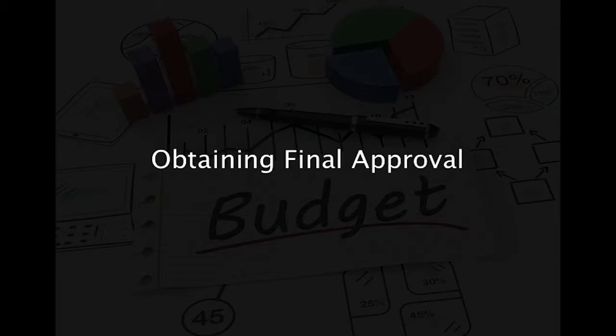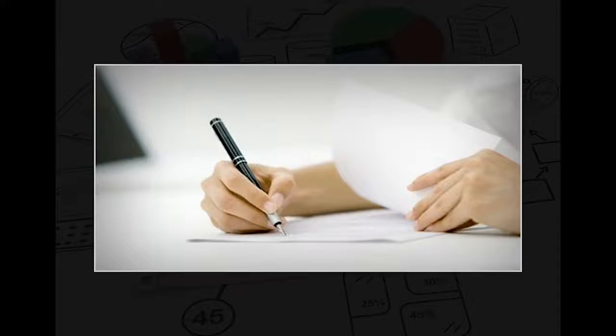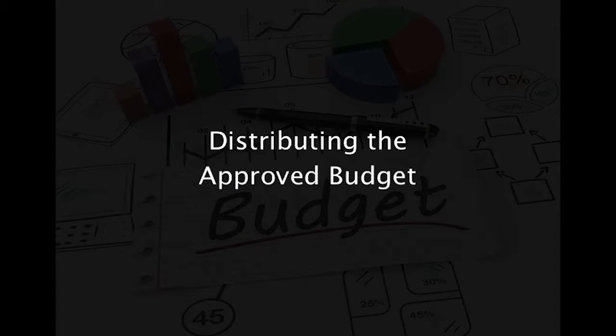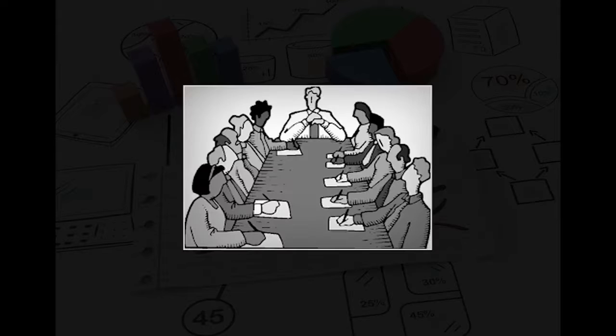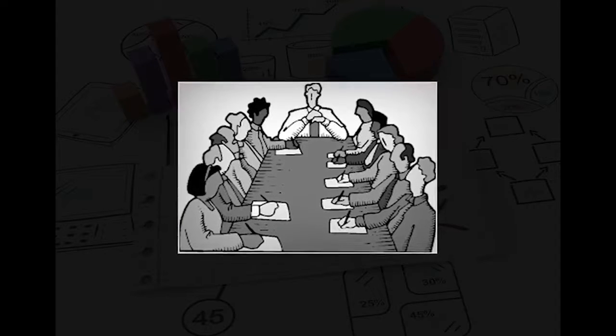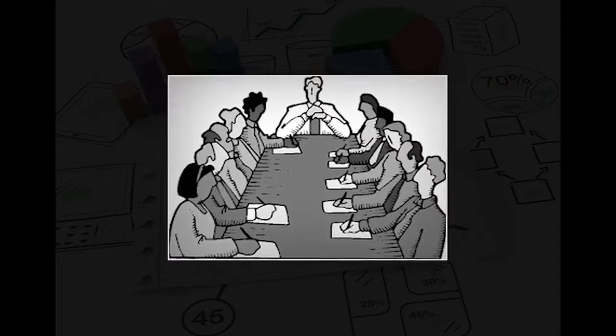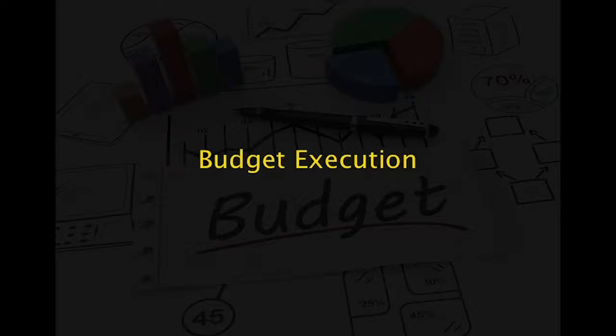Next is obtaining final approval. Again, with many negotiations with the donors, depending on the size of the project, the final approval is obtained and the contract is signed. Next, distributing the approved budget. Once the budget is approved, it is distributed to all the levels of managers. The second step of budget management is budget execution.